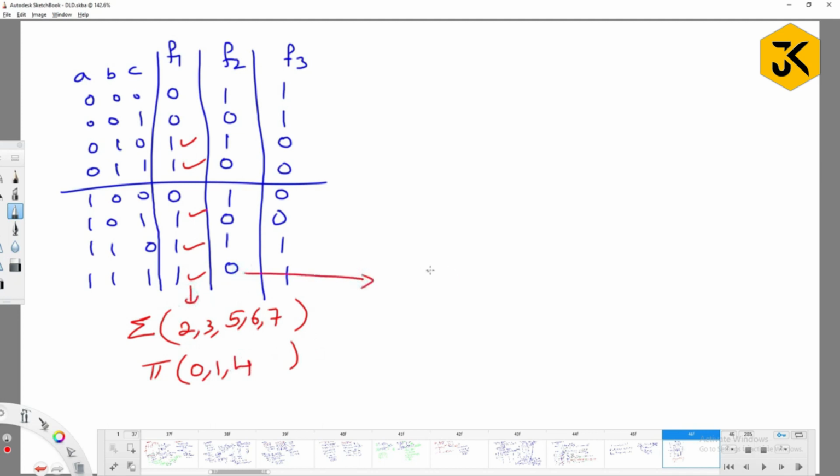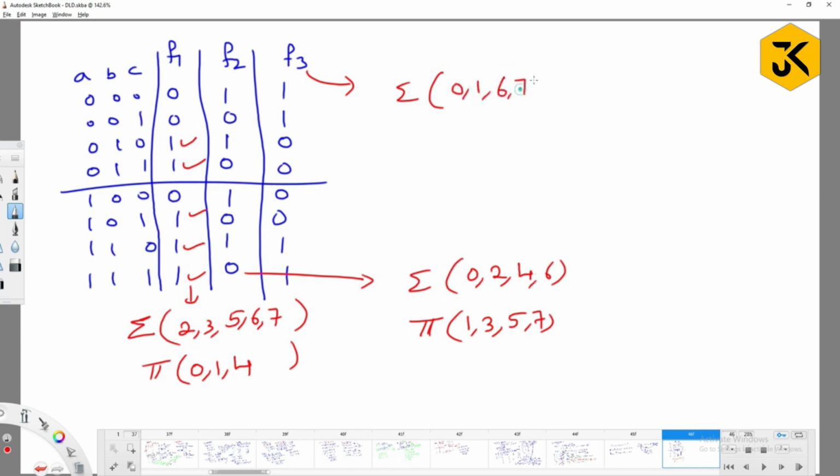What about function f2? Summation of 0, 2, 4, 6 included. What about the opposite one, the product of sums? You will get 1 and 3 included, 5 and 7 as well. What about function f3? Summation of 0, 1, 6, 7. This is easy, we can write it. Product of sums is 2, 3, 4, 5. This is the way you can do it.